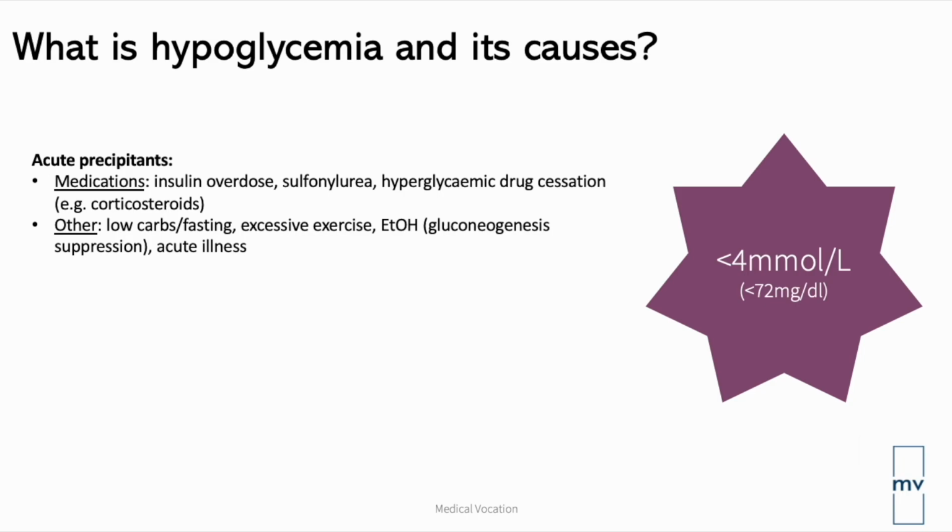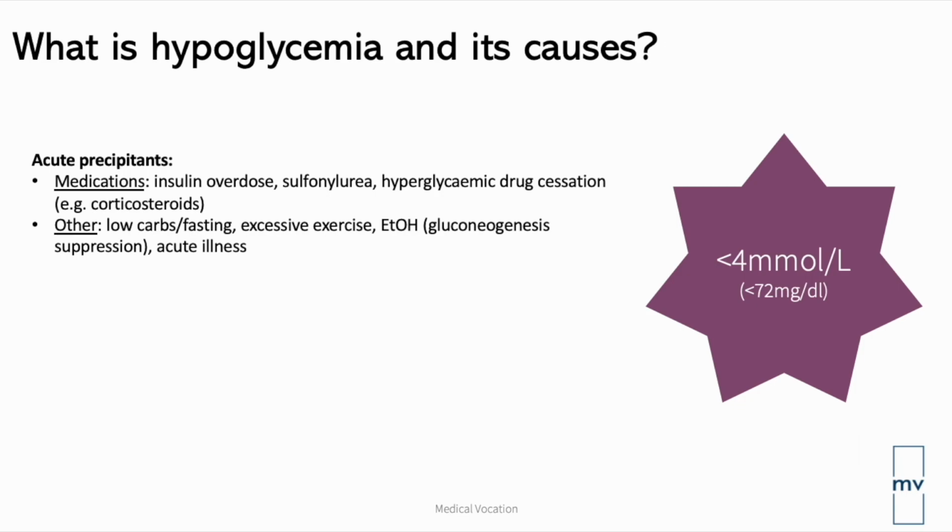The other significant precipitant is a sulfonylurea, which is an oral hypoglycemic drug that people take for type 2 diabetes. Out of all the oral hypoglycemics, in fact, sulfonylureas are the only one we really worry about in terms of its hypoglycemic side effects. Then there are drugs that usually cause hyperglycemia. If we withdraw these drugs abruptly, then patients might end up with hypoglycemia. The classic drug there is glucocorticoids.